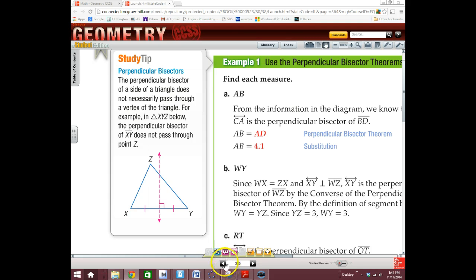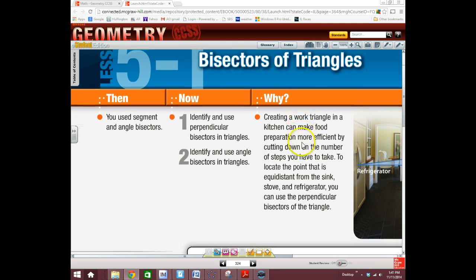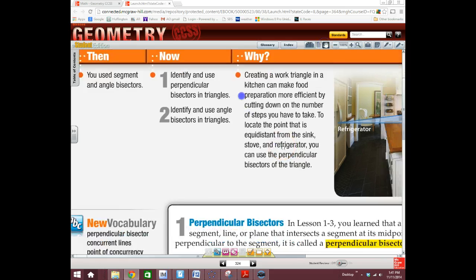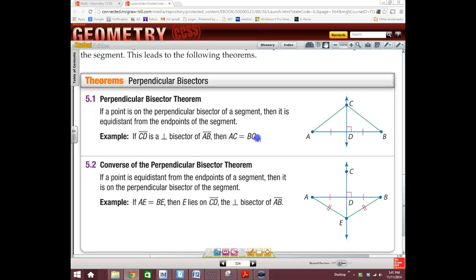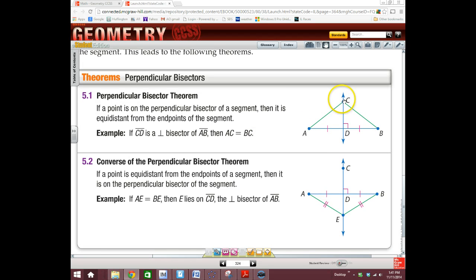So that's the perpendicular bisector. Now the perpendicular bisector theorem states that if you are on the perpendicular bisector, then any point on it, like this point C here, is the same distance from A as it is from B. So AC is the same length as BC. And then the converse just flips it. It says if you are equidistant from the endpoints, and you're on a segment that's perpendicular to it, it must bisect it as well. So that's all it states, those two things.